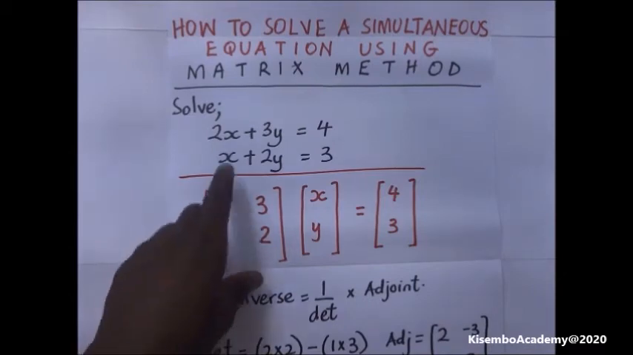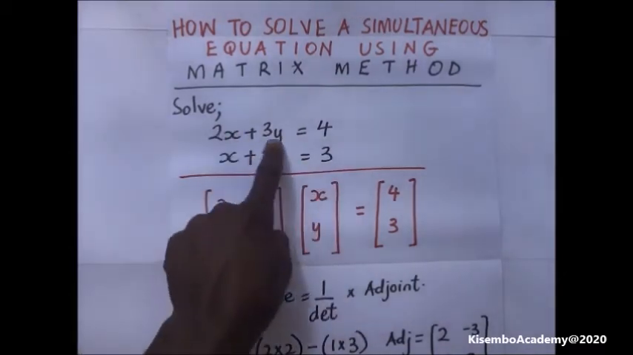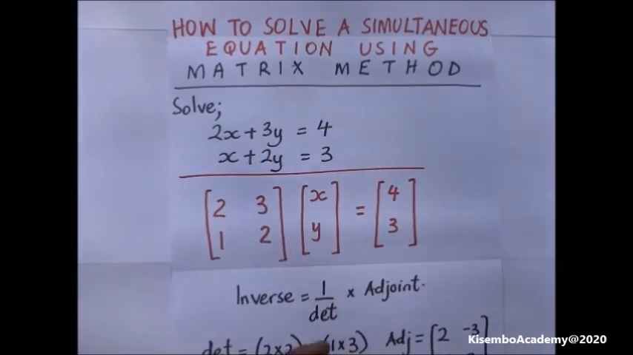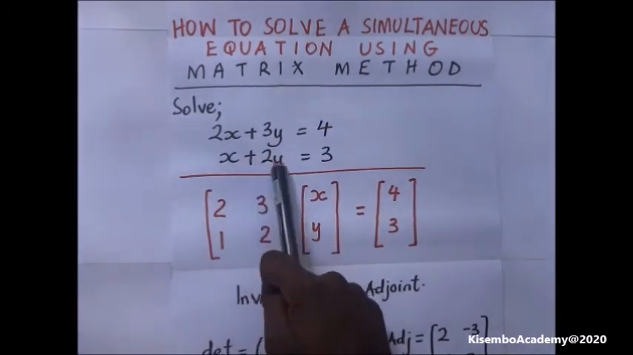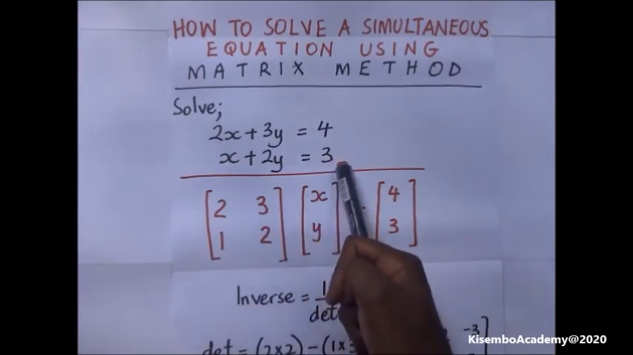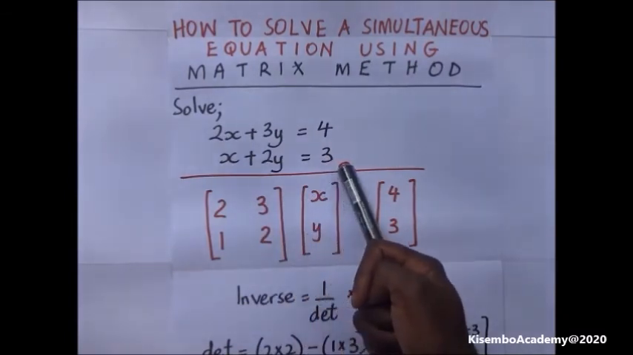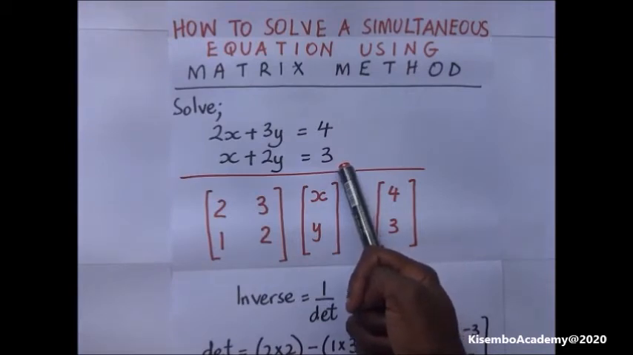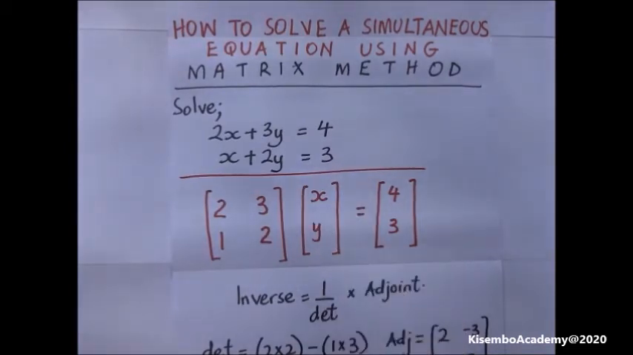We have these two simultaneous equations, 2x plus 3y is equal to 4, and also we have x plus 2y is equal to 3. These are two simultaneous equations that require to be solved using the matrix method. So to begin with, we need to first of all extract the matrix we are going to deal with.